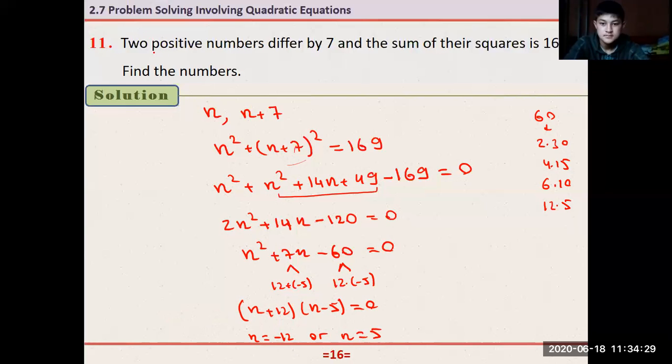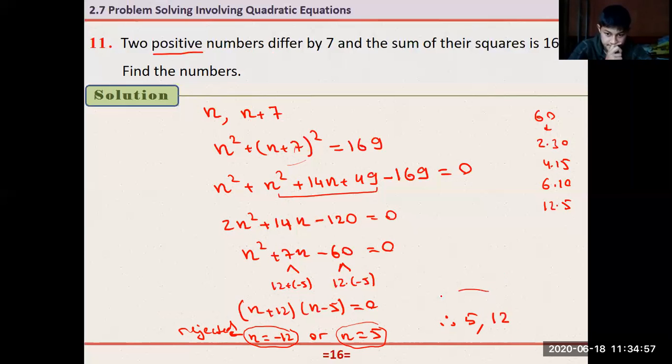But in the question it says positive, right? So we should be careful. Negative 12 is not suitable for us, so this answer is rejected, and that is our answer. The question says find the two positive numbers. So the first number is n, that is 5, and the second number is 5 plus 7, that is 12. Okay, that is our answer.